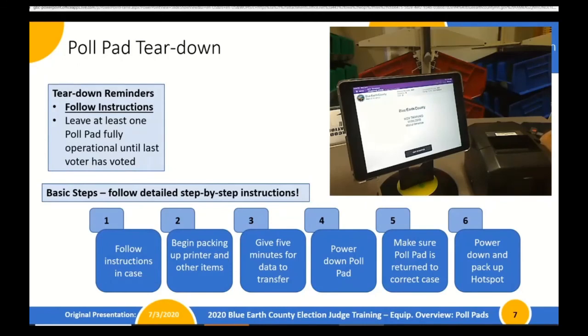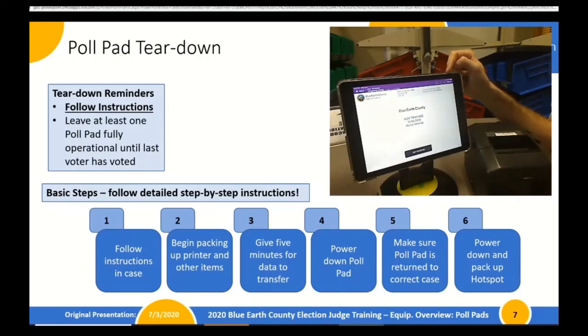What I'm going to do now is switch over to our step-by-step instructions to tear down the poll pad. We're going to follow the instructions that are provided in the poll pad case, but remember we want to keep at least one poll pad fully operational until at least 8 o'clock at night. You might want to start packing up a couple of the poll pads prior to that, but keep that one active so that you can check in voters up until the very end.